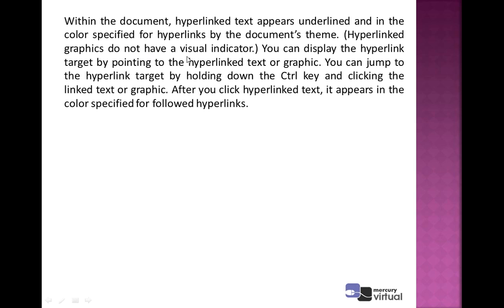Hyperlink graphics do not have a visual indicator. You can display the hyperlink target by pointing to the hyperlink text or graphics. It means you can also see the target, meaning the destination of the hyperlink, by pointing to the hyperlink text or the graphic. You can jump to the hyperlink target by holding down the control key.